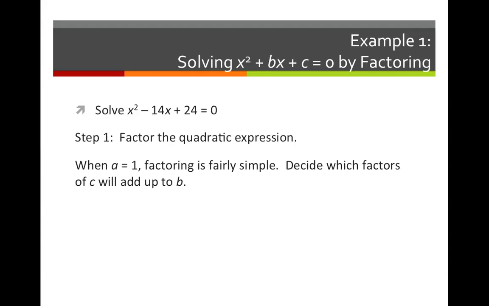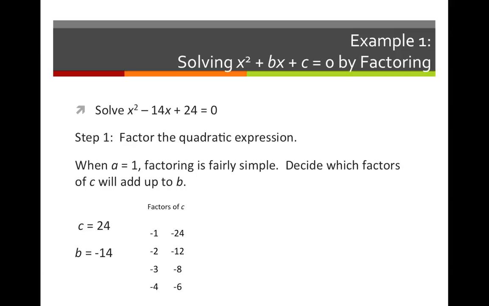Alright, so here's our first example, and in this example we're using a quadratic in standard form that has a leading coefficient of 1. So the first thing we need to do is to factor the quadratic expression, and when we have an a of 1, then it's a pretty easy task because all we have to do is to look at factors of c that will add up to b. So identify the c and the b. Our c in this case is the 24 and our b is the negative 14.